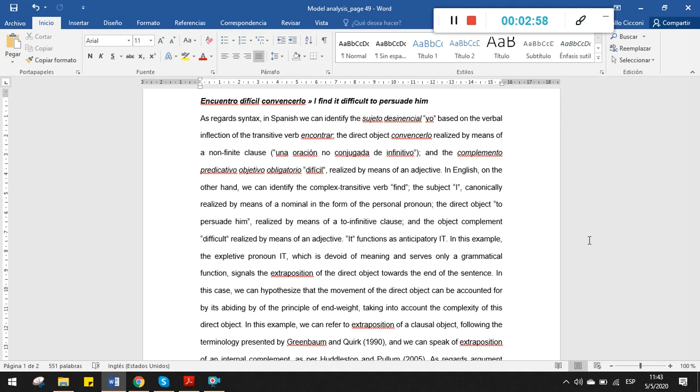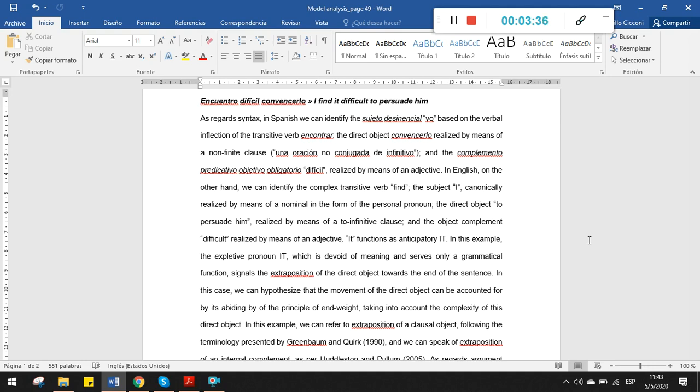So, as you can see, we have analyzed the syntax in both languages. We have identified the constituents that make up the sentence, which is the function of each constituent, if it is a subject, a direct object, what type of verb, transitive, intransitive, complex transitive. And we have also classified the type of structure that each of the elements belongs to.